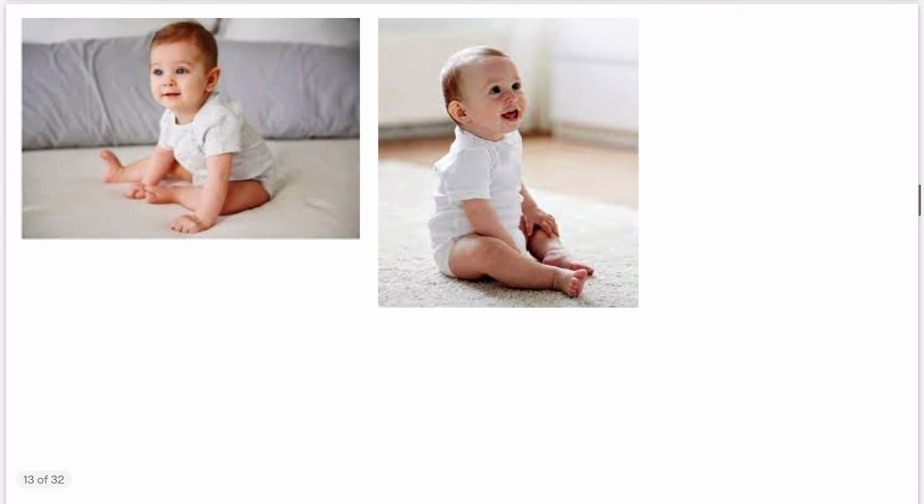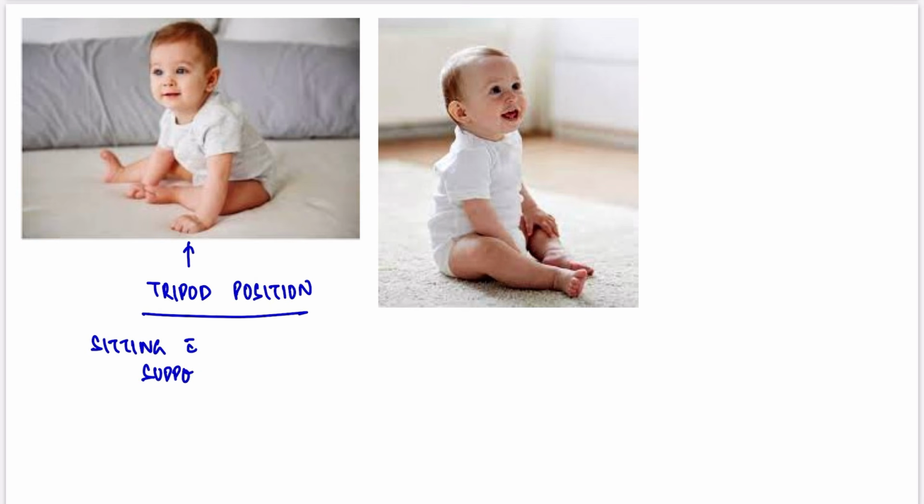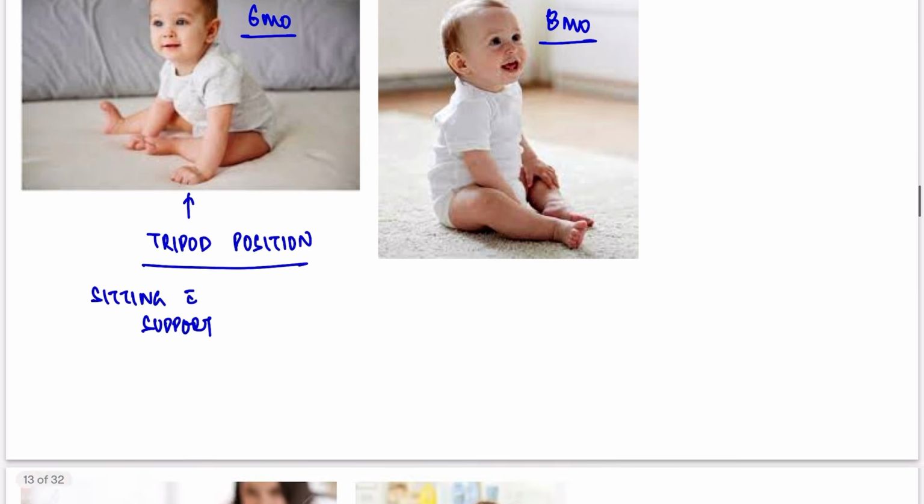Now let's see some other milestones. Look at this. How is the child sitting? The child is sitting with the support of his hands. This is known as tripod position. This is sitting with support. The child is taking the support of his arms and then sitting. This comes at 6 months of age. Whereas, look at this child. This child is sitting without any support. This comes at 8 months of age. Two important sitting milestones. Sitting with support comes at 6 months. Without support comes at 8 months.